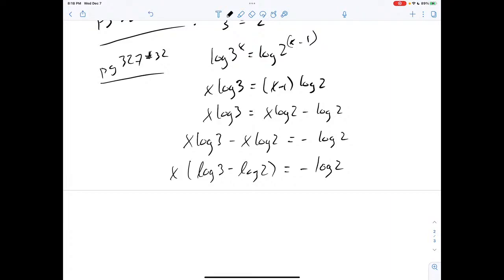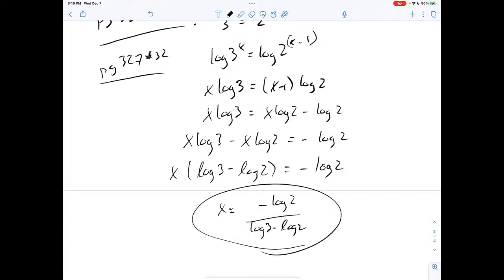Are you able to follow along with this? Okay, so then divide it out, and the answer is negative log 2 divided by log 3 minus log 2. And there's your answer. So that's one way you could do it, is just take the log of both sides.